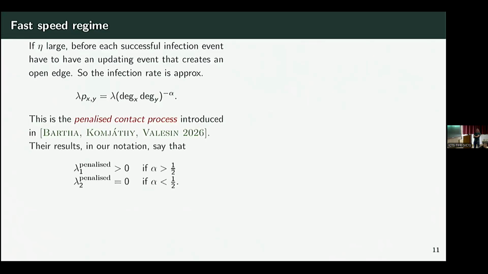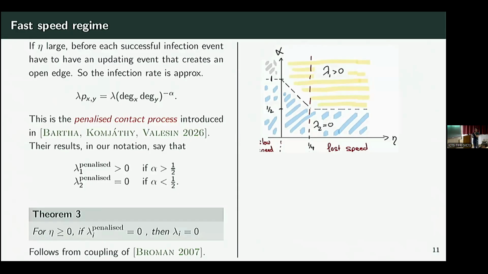Their result says that by penalizing your degrees, by saying that the infection rate is smaller if your degree is large, you can affect whether this phase transition happens. Particularly, if alpha is less than a half, then you don't have a phase transition, whereas if alpha is bigger than a half, you do. Compared to our picture, this alpha equal to a half is exactly what happens if eta is big. Then you see this transition appearing. This effect on the very right is the fact that the infection rate is effectively penalized, so vertices with large degree also have smaller infection rate. So this is the fast speed regime, which corresponds to the penalized contact process.